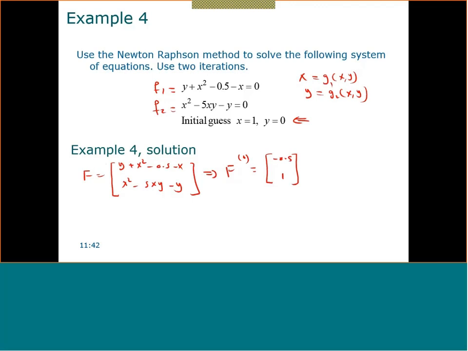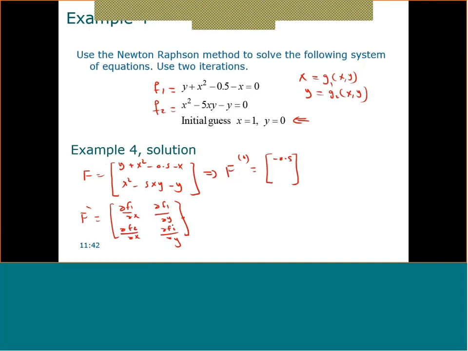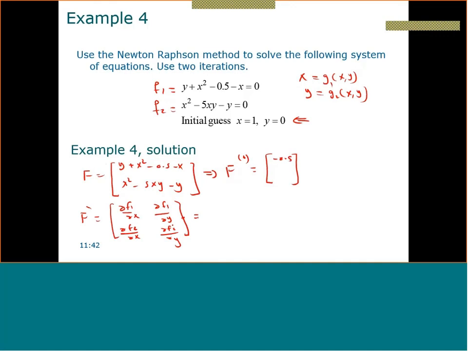The Jacobian matrix, or what we call here f prime, will be f1 with respect to x, f1 with respect to y, and then f2 with respect to x, and f2 with respect to y. So this is my Jacobian matrix. Let me see if there's any question. No, nothing. Okay, excellent. So now let's calculate this.